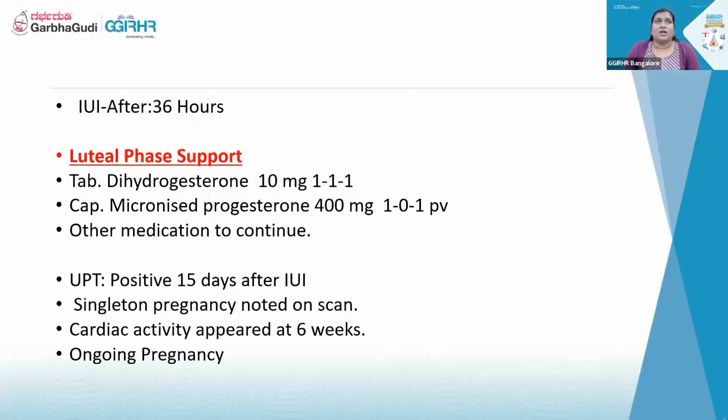Luteal phase support was again given with the same drugs as per our protocol, dihydrogesterone and micronized progesterone 400 milligram vaginal twice a day. UPT was positive after 15 days of IUI. Singleton pregnancy was noted on the scan and cardiac activity was noted at 6 weeks. And now the patient is an ongoing pregnancy.